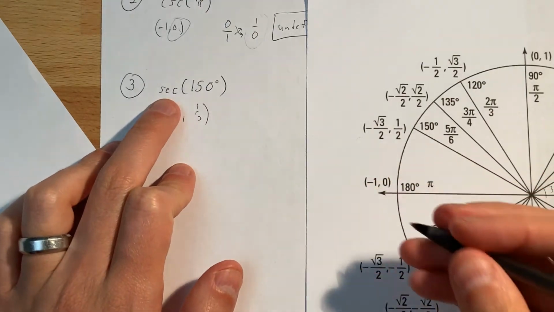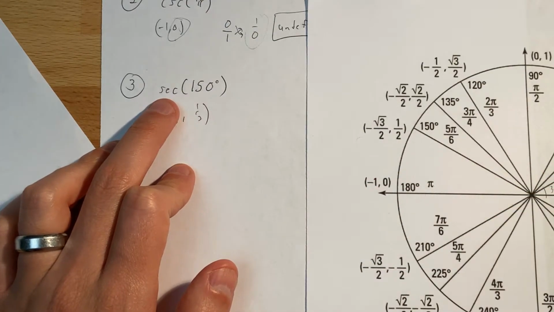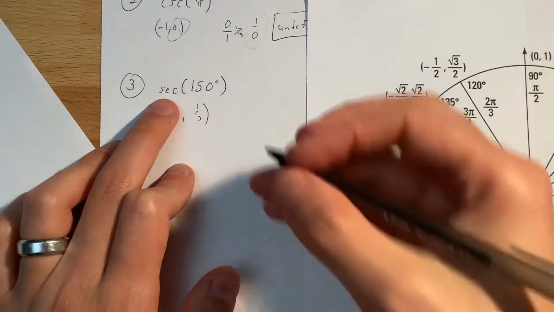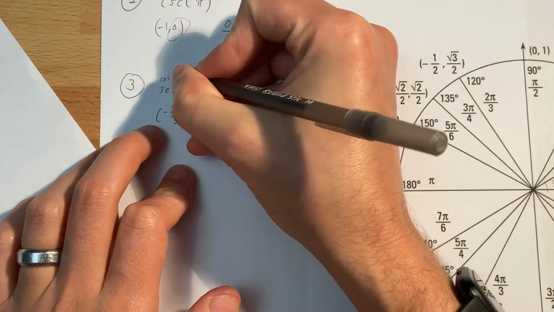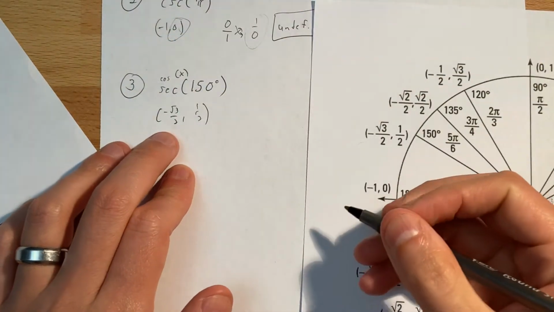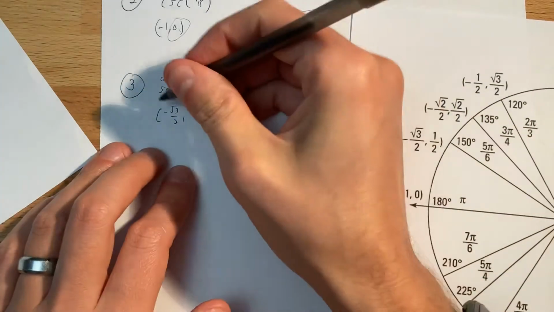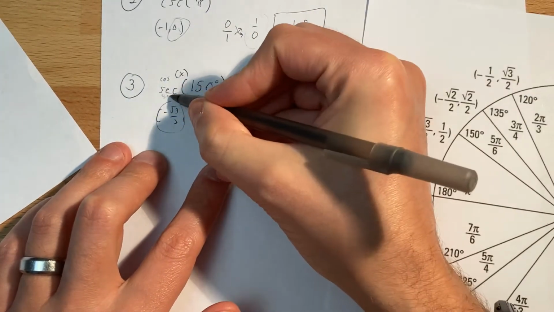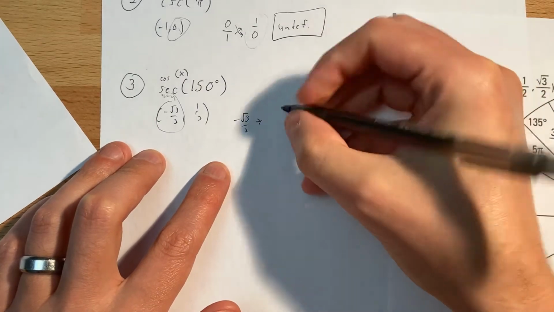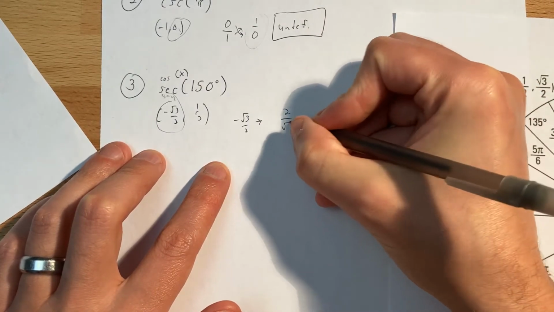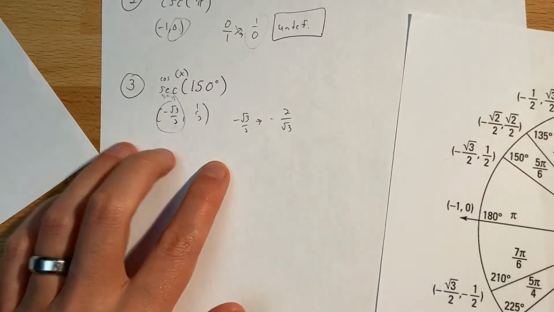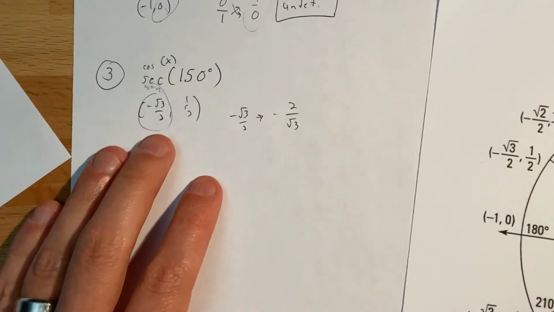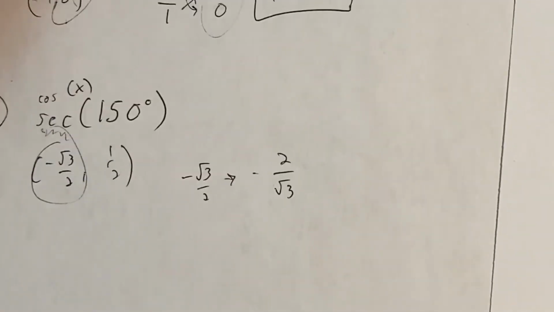And secant is the reciprocal of cosine, which is the x value. So we're going to take this x value, negative root 3 over 2, and because it is secant, we're going to do its reciprocal. So it'll be a 2 over root 3 with a negative sign. I'll zoom in a bit for y'all.